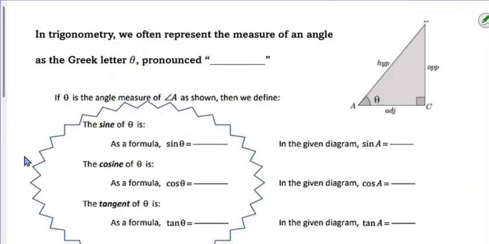All right, on the back side, in trig we're often going to talk about an angle using the Greek letter theta. It's pronounced theta. Basically, it's an O with a line through it. That denotes an angle.